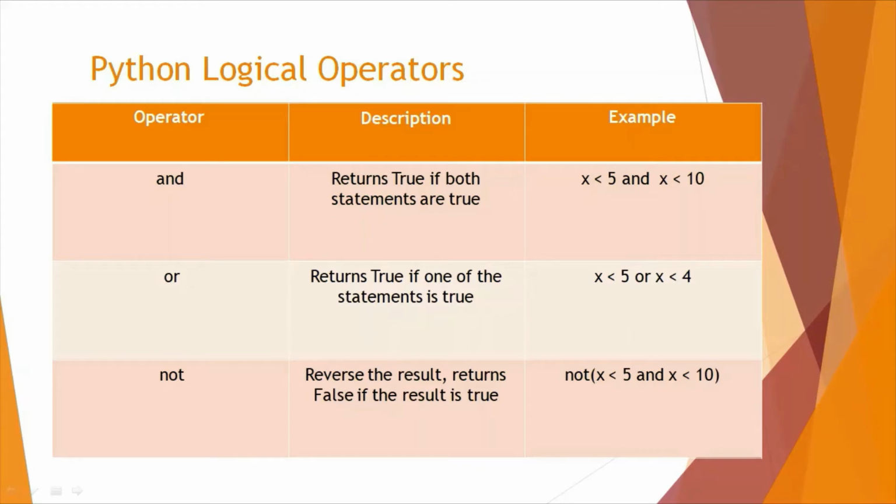If any of these conditions are true, it will return true. Not will reverse the result, returns false if the result is true. Not x is less than 5 and x is less than 10. If both of the statements are true, it is AND. So both the statements have to be true. And if both the statements are true, with the not, it will return false. Without the not, it will return true, and with not, it will return false. So let's have a look at them in our Python.